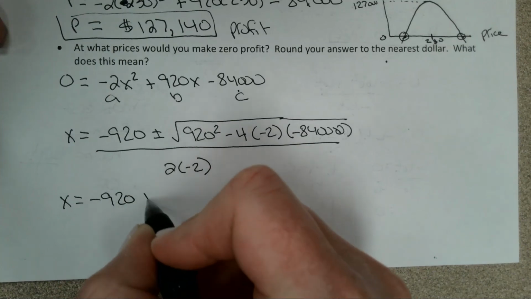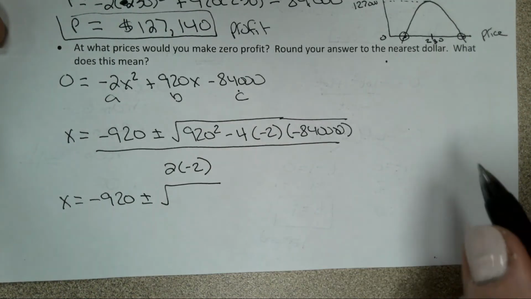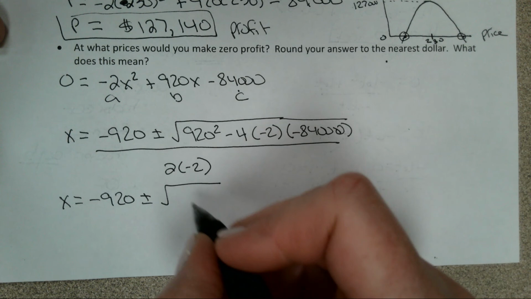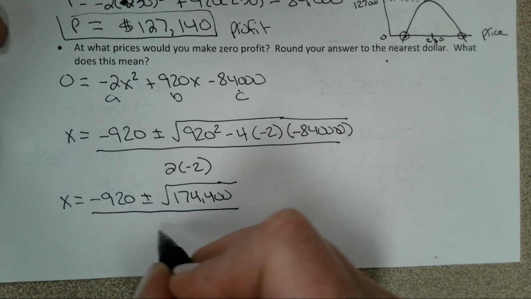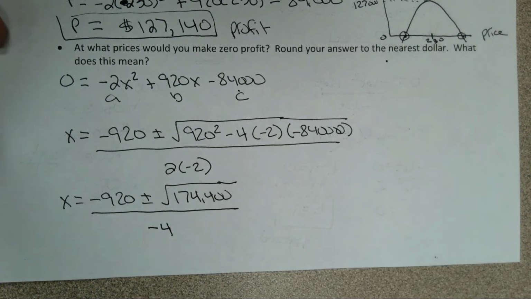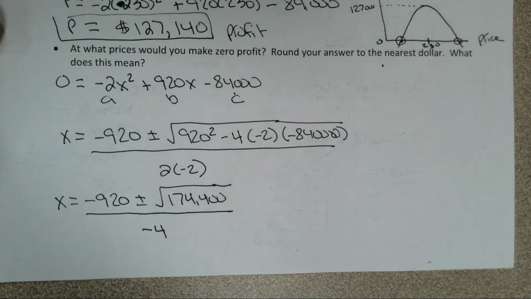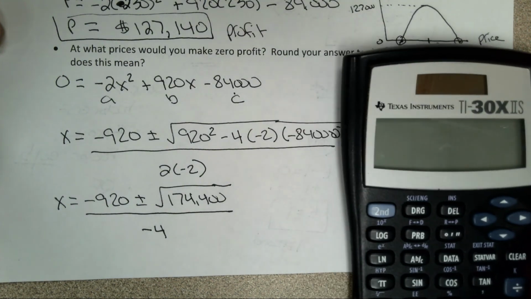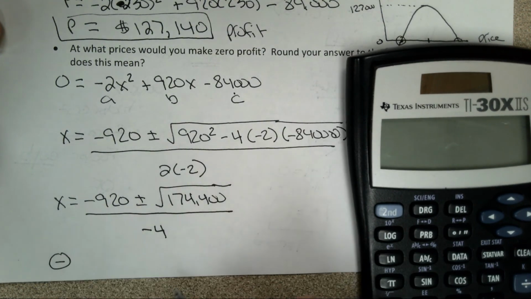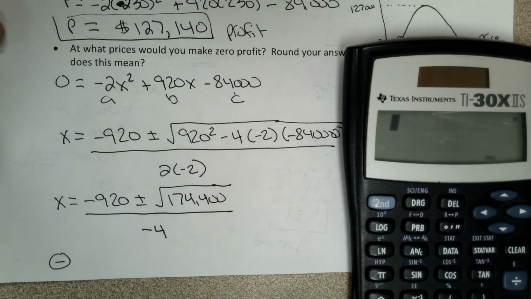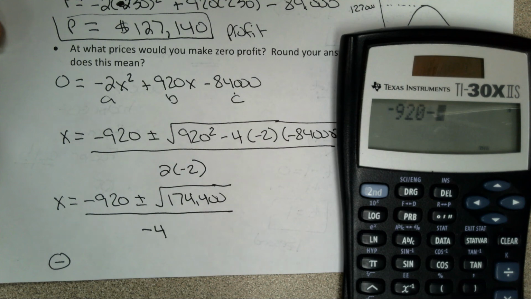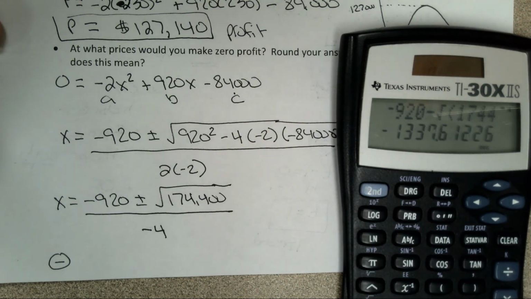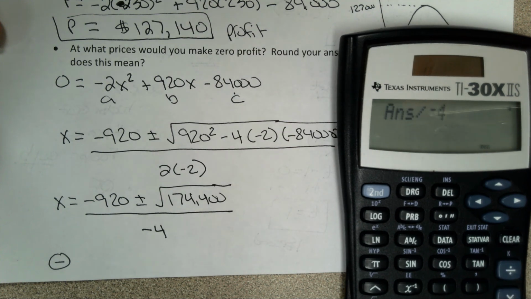So I have negative 920 plus or minus. I ran these numbers in my calculator and I got 174,400 divided by negative 4. All right, so I'm going to put it in my calculator just like I did before. So when I use the subtraction sign, so negative 920 minus second square root 174,400 equals, divided by negative 4 equals.